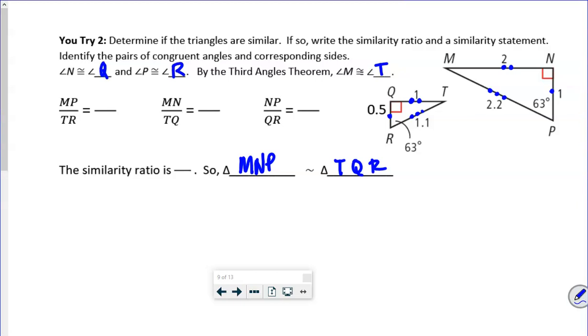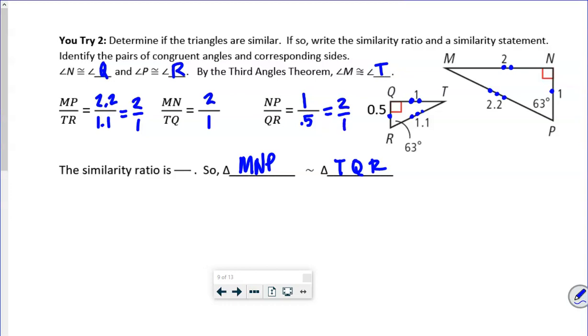Okay. Now, again, if we didn't have those statements up there, the MP, notice first and last, is TR, first and last, okay? So MP was 2.2, and this one's 1.1, and what does that reduce to be? 2 over 1, right? MN was 2. TQ was 1, so that's still 2 over 1, right? And then we have NP, which was 1 over 0.5, and so this is still 2 over 1.